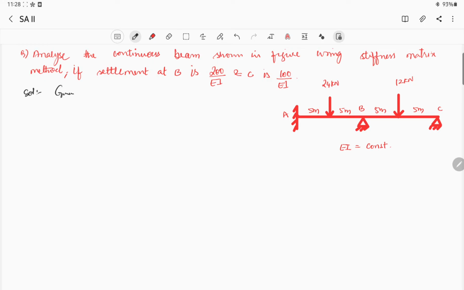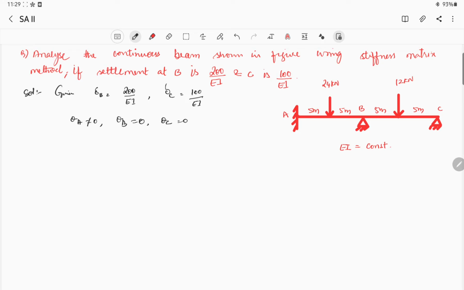So what are the things given to us? We'll write here. Delta B is given as 200 by EI and delta C is equal to 100 by EI. Now can you tell me how many thetas? Theta A will not be equal to 0. What about theta B? Theta B will be equal to 0. And what about theta C? Theta C is also equal to 0.